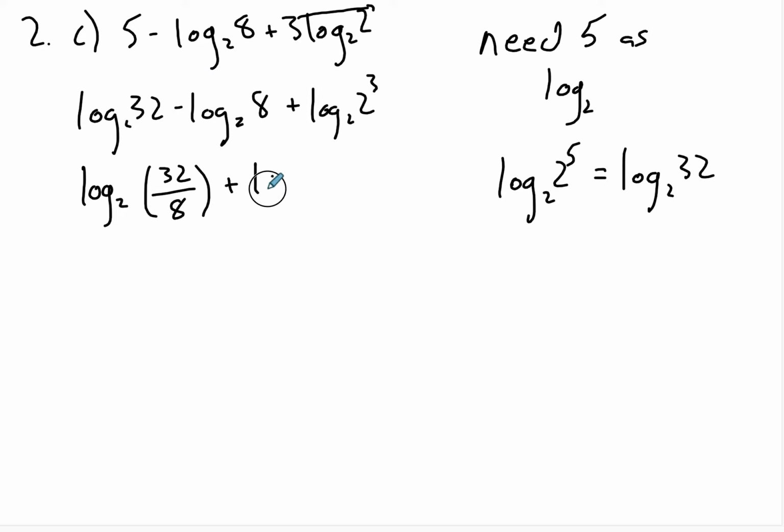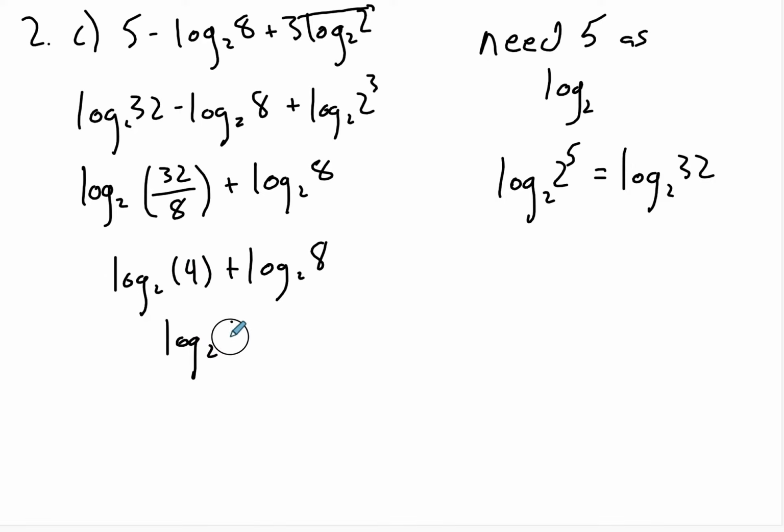And I'm going to add log 2, and 2 to the power of 3 is just 8. So 32 divided by 8 is just 4. So log 2 of 4 plus log 2 of 8. And remember, when we're adding, we actually multiply what's inside of the logs. So here we're going to have log 2 of 4 times 8, which will give me log 2 of 32.